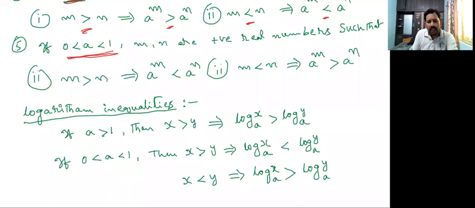Okay, here if x is less than y, then what will you get? That is, the logarithm of x to the base a is less than log y to the base a. Here observe that if a is greater than 1, the symbol will come the same. If the a value lies between 0 and 1, the symbol is going to change to the opposite.